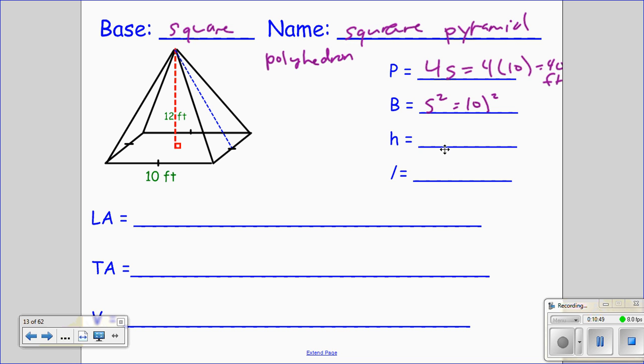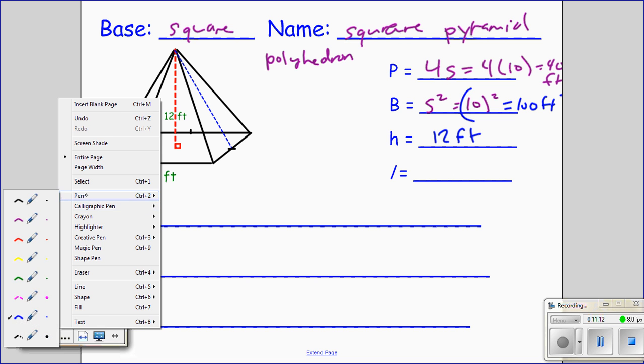So to find my area, again, it's 10 squared, so that's 100 feet squared. My 3D height is represented by the red dashed line, and that is 12 feet. So I have to find my slant height.